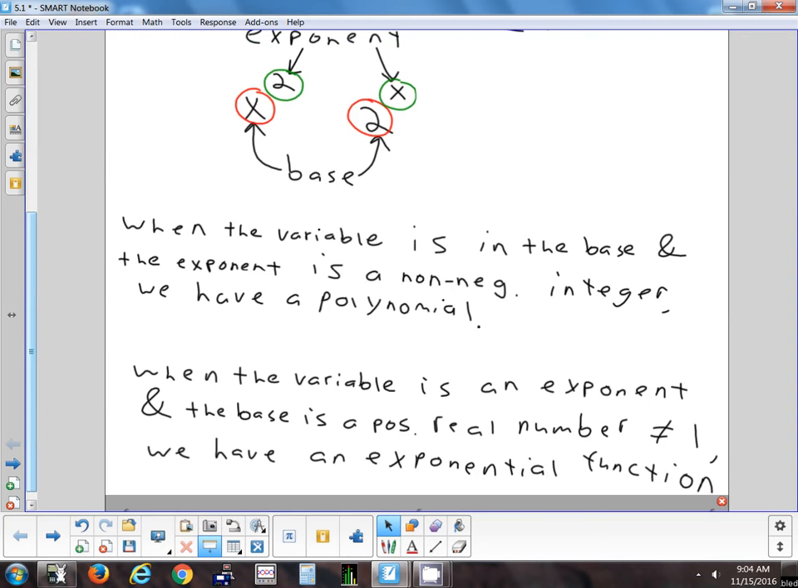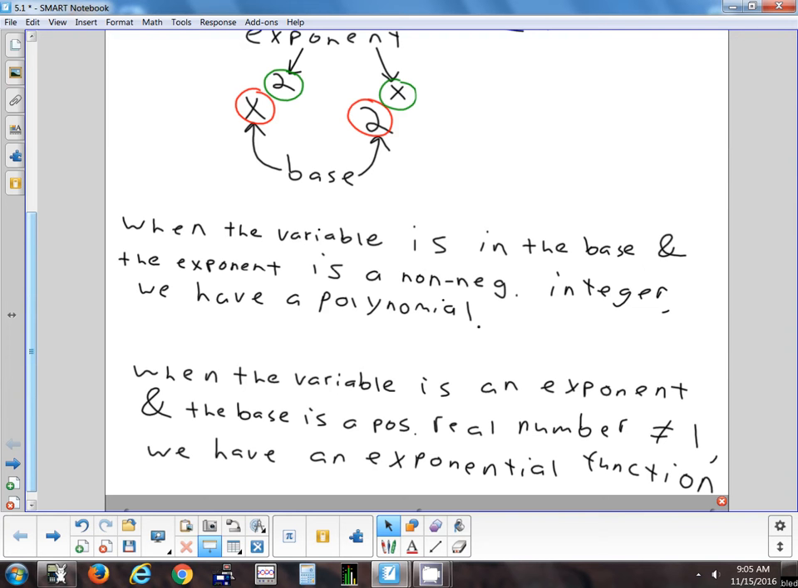There is one important thing that we have to be careful with, and that's the base of an exponential. The base of an exponential has to be a positive real number. And the only thing it can't be is 1. I'll show you what happens if it's a negative number. When the base is a negative number, it's very, very strange what happens.